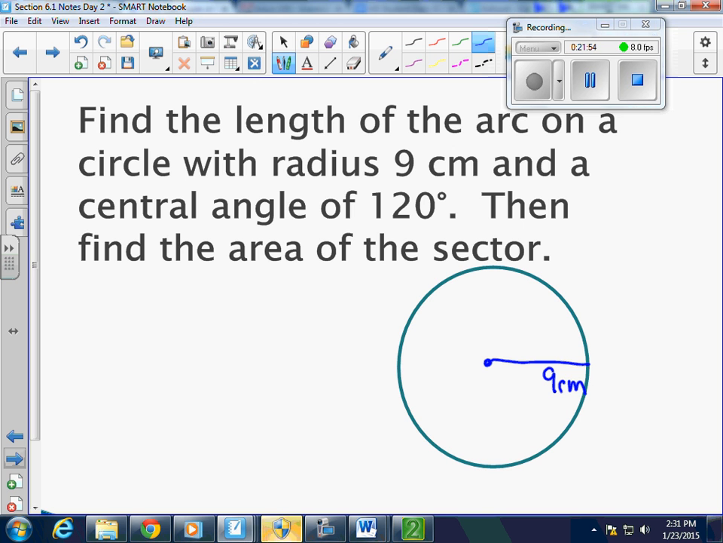We know we're in quadrant 2, so I'm going to draw my angle in here and label this 120 degrees. What we're trying to find this time around is the outskirts here. What is our S? We know that our arc length is going to be our radius times our angle. Our angle has to be in radians.